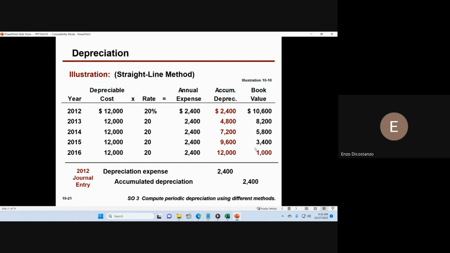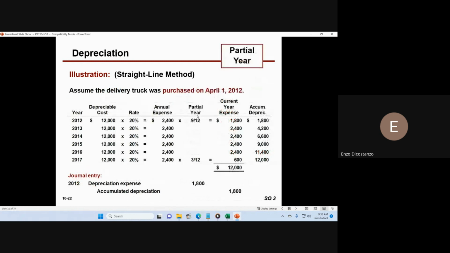So that's how you get your book value. You just keep subtracting out all the depreciations, all your write downs. See, the first one is 10,000 after the first year. It's 10,600, which is 12,000 minus 2,400. Okay, but again, the Excel sheet's going to make it look better. This is the straight line method.